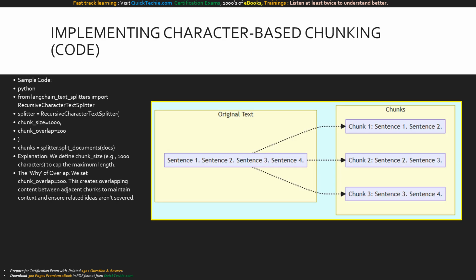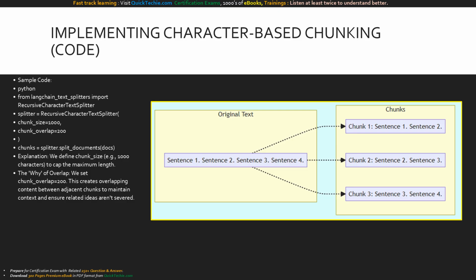Let's put this into practice with some real Python code. Here we import the recursive character text splitter. We initialize it with two critical parameters. First, chunk size equals 1000. This dictates the absolute maximum characters our chunk can contain. But look closely at the second parameter, chunk overlap equals 200.